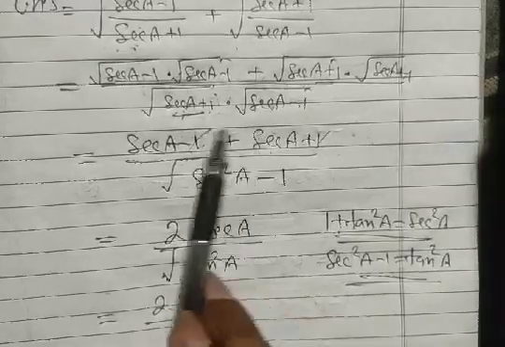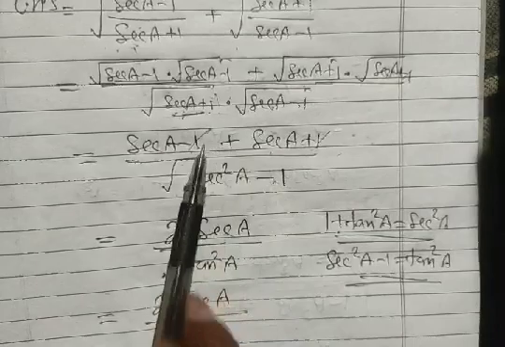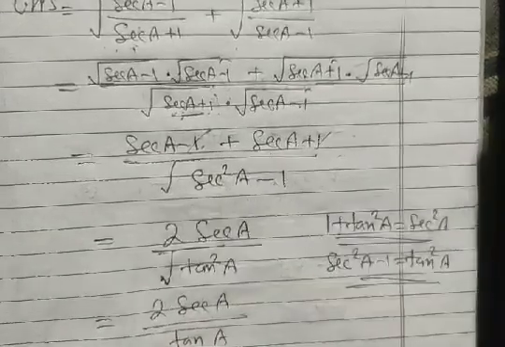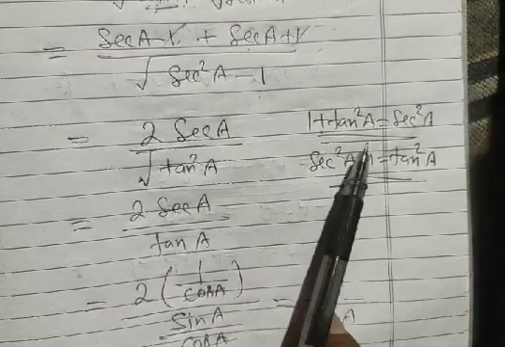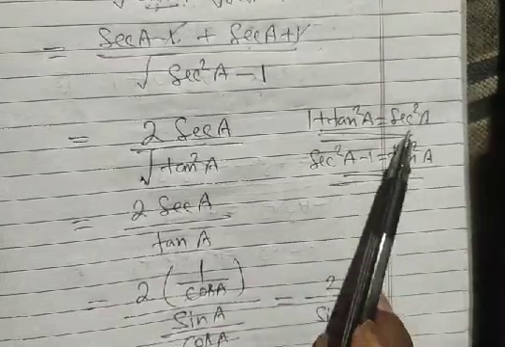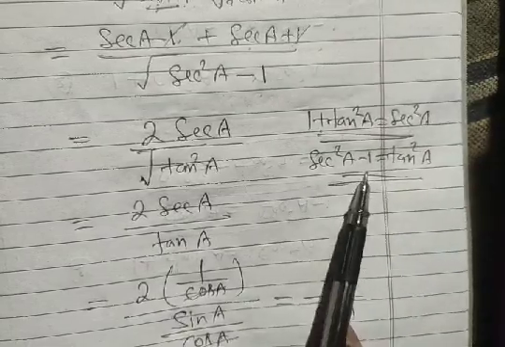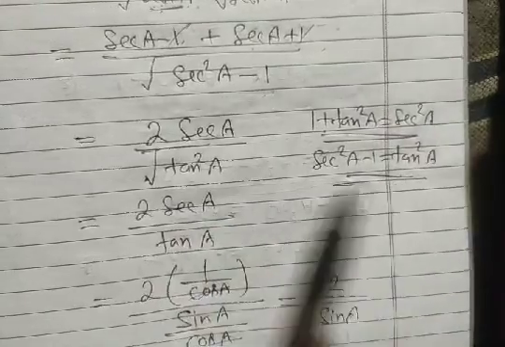Now in the denominator it's of the type (a + b)(a - b). In root, a square minus b square, so we get sec square a minus 1. Now we have sec square a minus 1. Our second identity is 1 plus tan square a equal to sec square a. From here we get sec square a minus 1 equal to tan square a. Putting the value of sec square a minus 1 equal to tan square a.